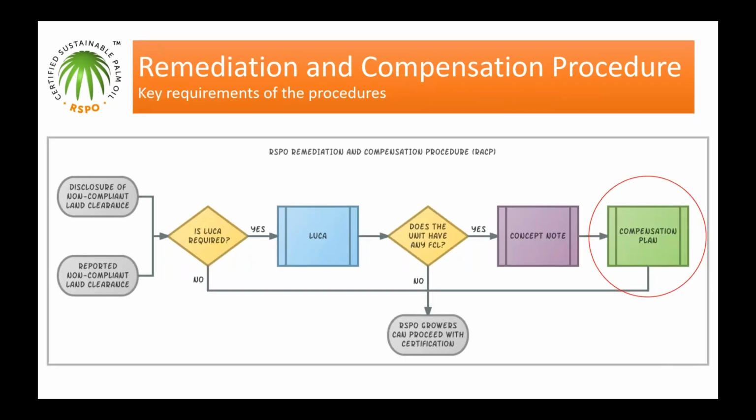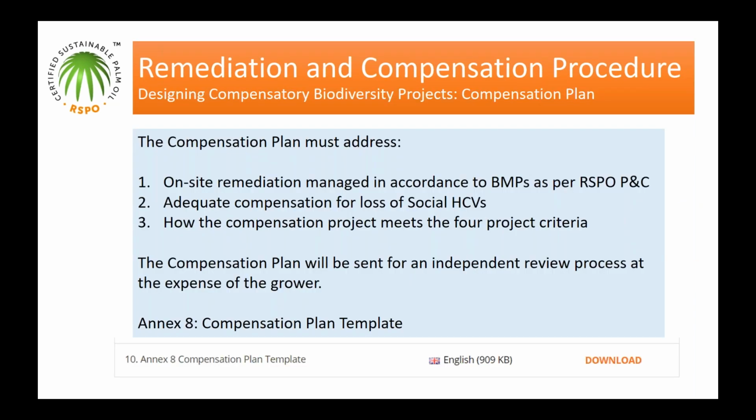And finally, we go to the compensation plan submission. The compensation plan must address the on-site remediation managed in accordance to the BMPs as per the RSPO PNC, adequate compensation for loss of social HCV, and how the compensation project meets the 4 criteria. For your information, the compensation plan will be sent for an independent review process at the expense of the grower.